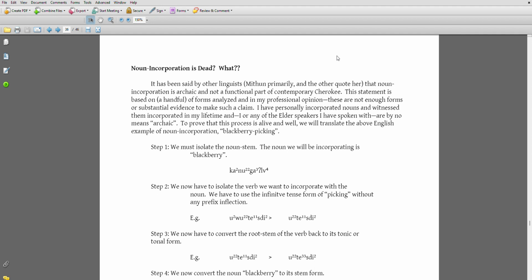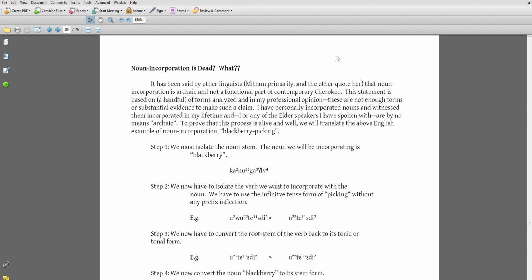Noun incorporation is dead. What? It has been said by other linguists, Methuen primarily, and to quote her, that noun incorporation is archaic and not a functional part of contemporary Cherokee. This statement is based on a handful of forms analyzed, and in my professional opinion, these are not enough forms or substantial evidence to make such a claim. I have personally incorporated nouns and witnessed them incorporated in my lifetime, and I or any of the elder speakers I have spoken with are by no means archaic.